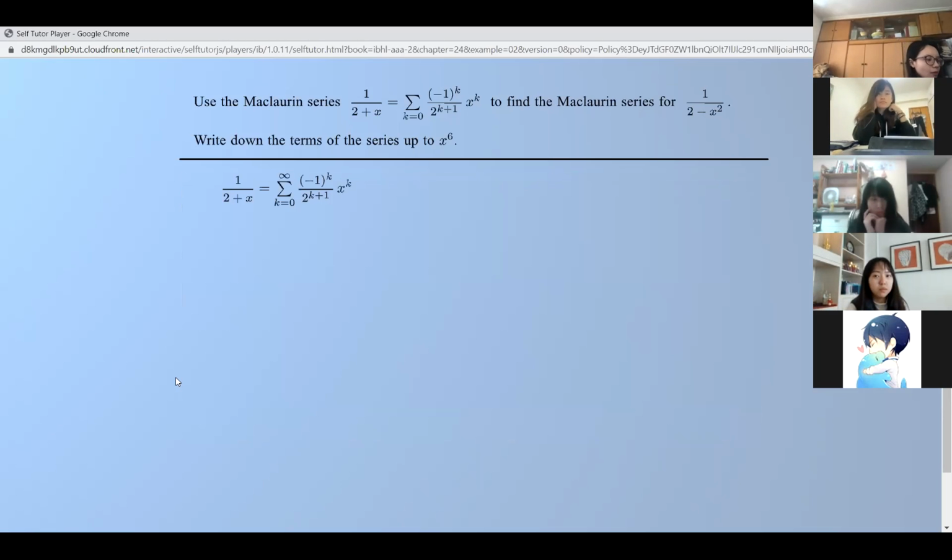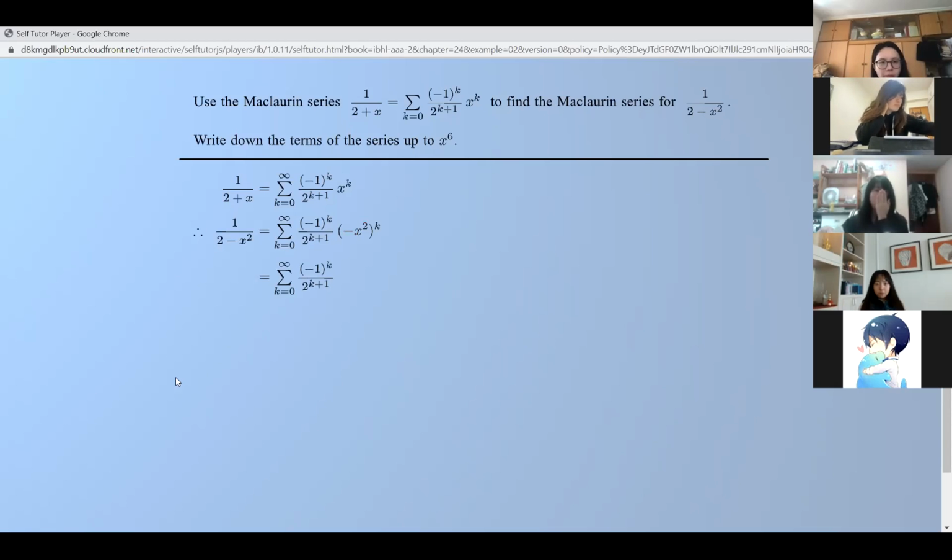In this example, we are given the Maclaurin series for 1 over 2 plus x. To find an infinite series representation for 1 over 2 minus x squared, we substitute minus x squared in place of x. Using the index laws, minus x squared to the k is minus 1 to the k times x to the 2k. Minus 1 to the k squared is minus 1 to the 2k. We cancel this factor because minus 1 to any even power is just 1.